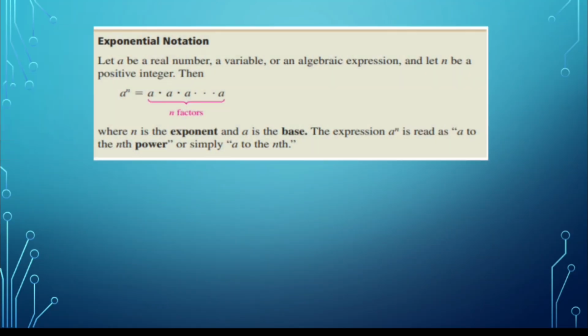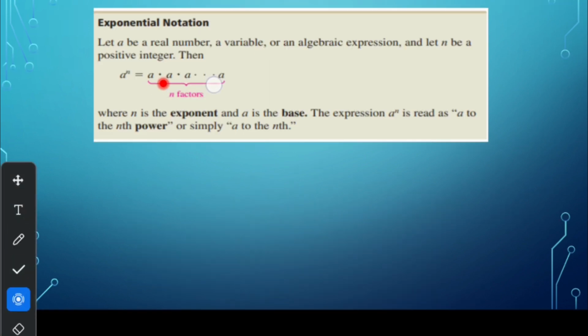So this is the formal book definition: in a real number, if a variable is repeated many times with the multiplication sign, or if a variable is written with the product sign many times, so that variable would become the base. As in this case, the base is a, which is repeated many times, and since it is written n times, n is its power, or n is the exponent over the base a.